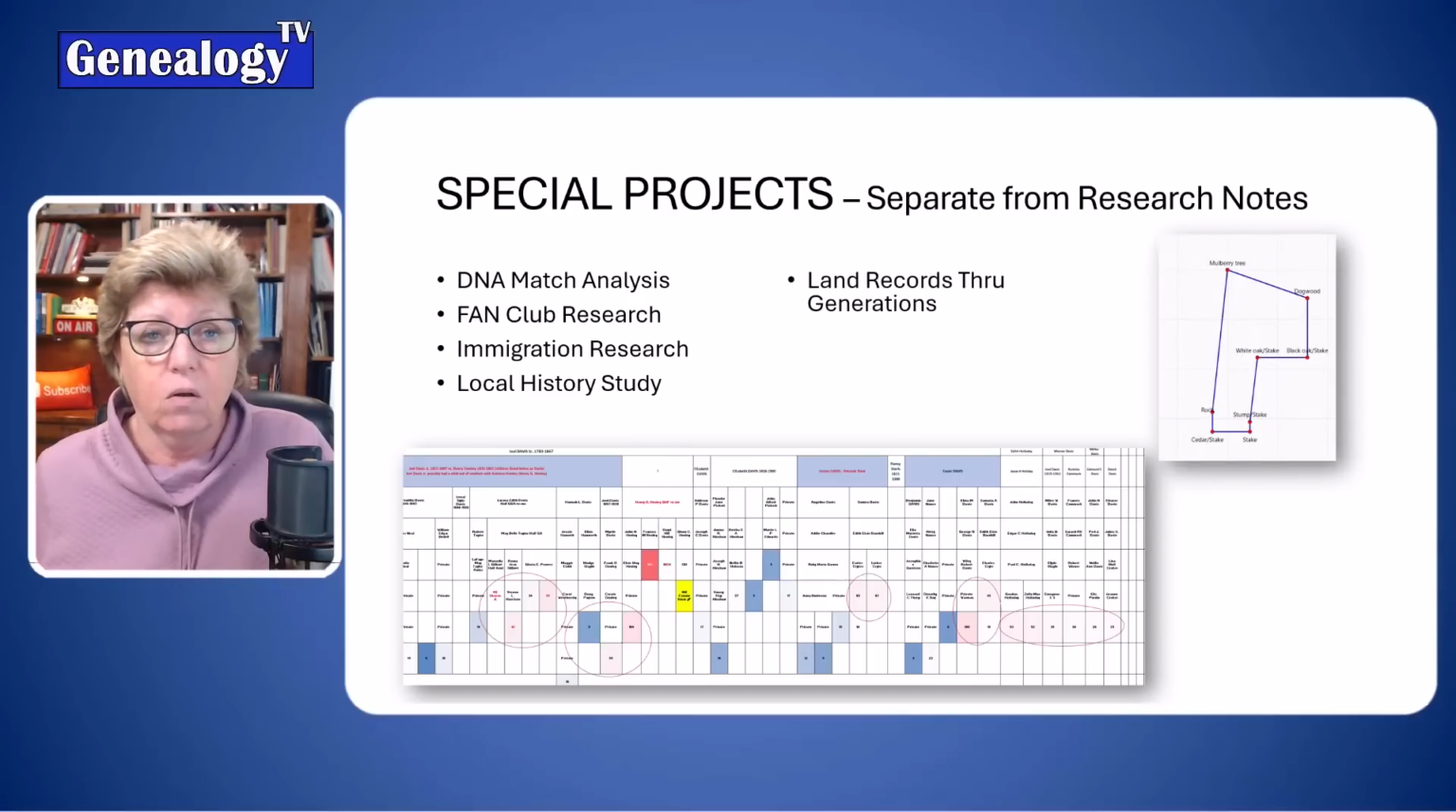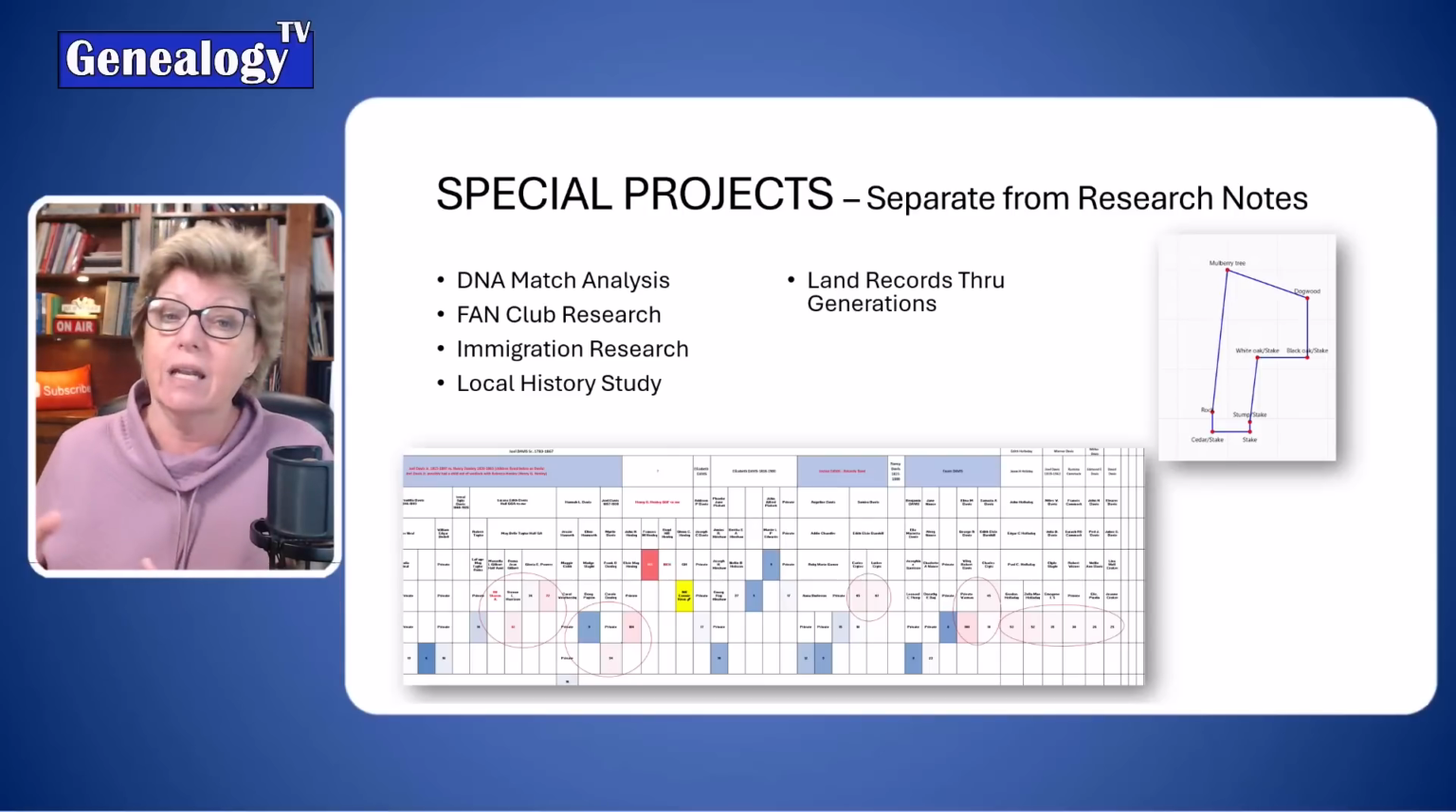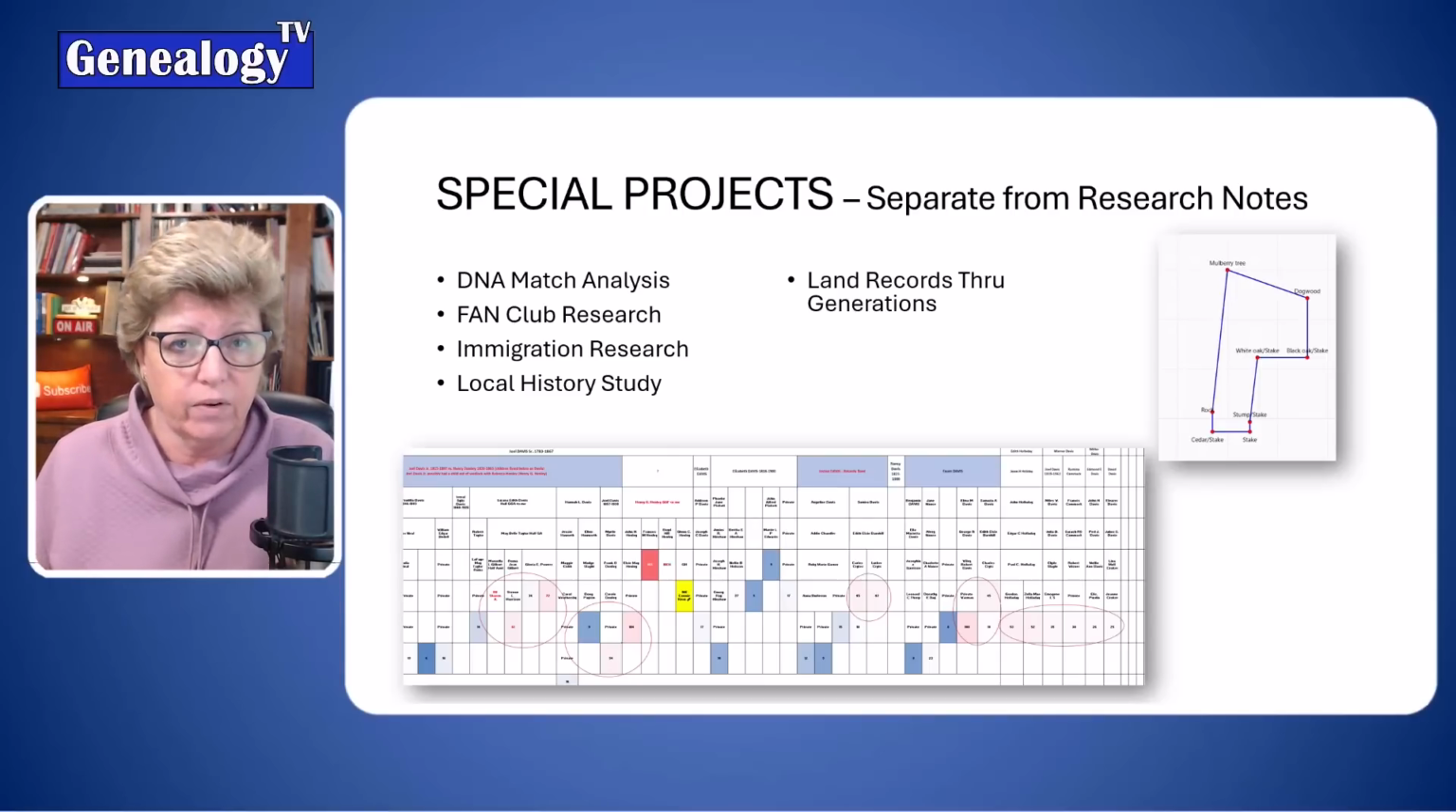I have done this whole thing recently where I've been tracing generations through land records. Why? Because FamilySearch has this new full text search, and I'm finding more land records than I ever found before.